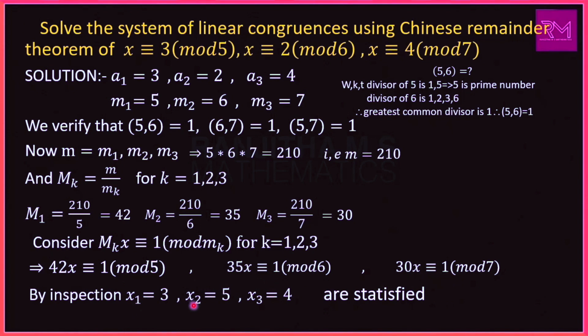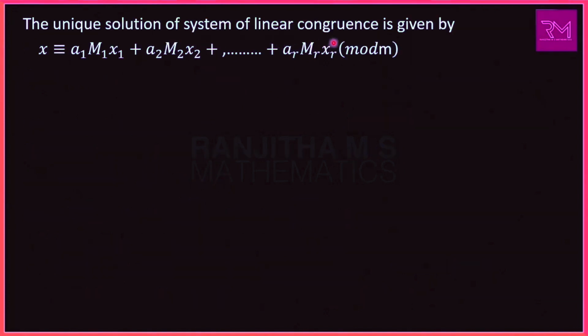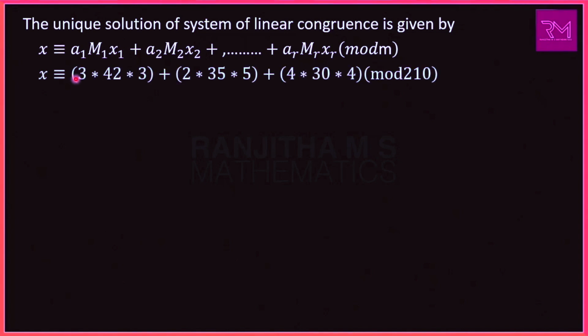So we obtained the x1, x2, x3 values, the m1, m2, m3 values, and the a1, a2, a3 values are already known. Therefore, finally, the unique solution of the system of linear congruences is given by the formula x congruent to a1 m1 x1 plus a2 m2 x2 plus, and so on, up to ar mr xr, under mod m. Substituting all the values: a1 is 3 into m1 is 42 into x1 is 3, plus a2 is 2 into m2 is 35 into x2 is 5, plus a3 is 4 into m3 is 30 into x3 is 4, under mod m, which is 210.